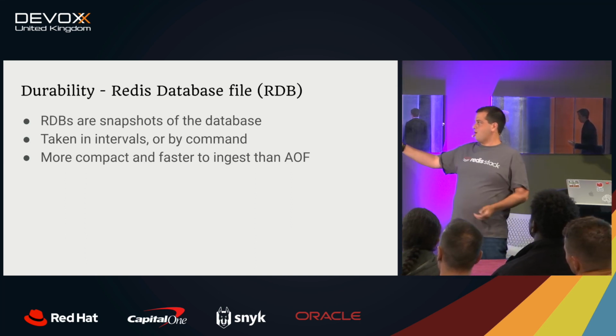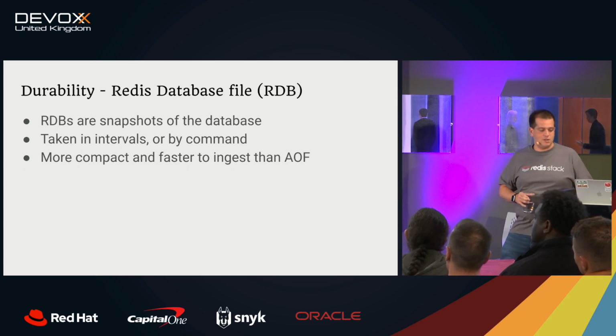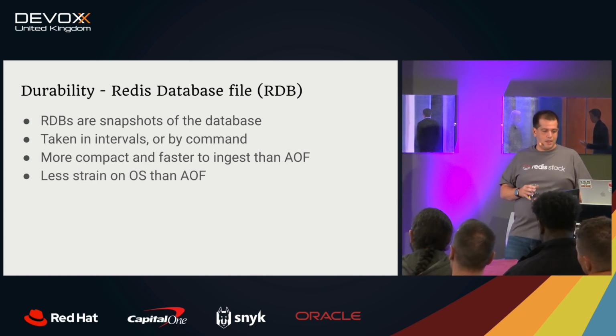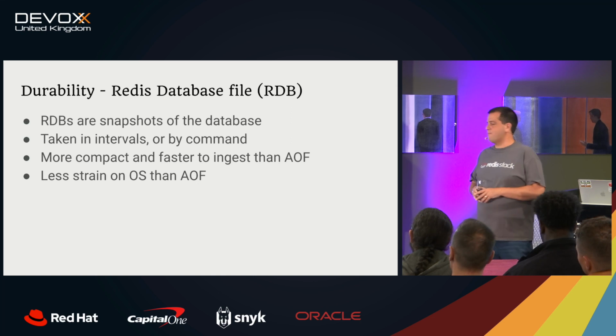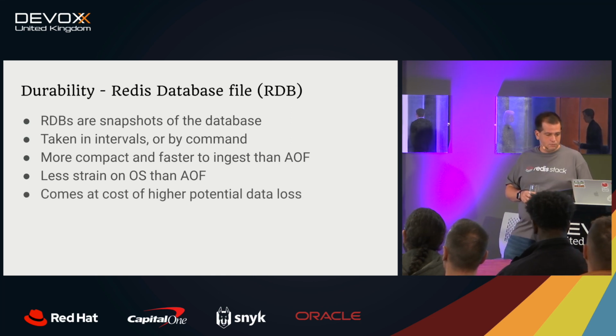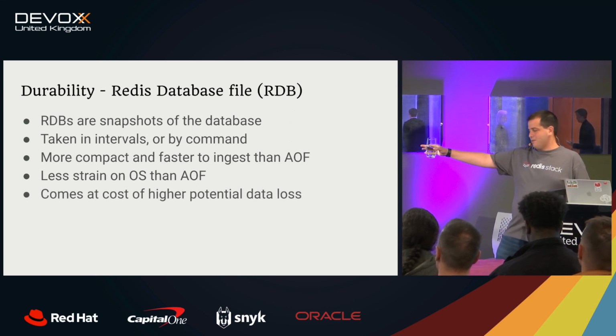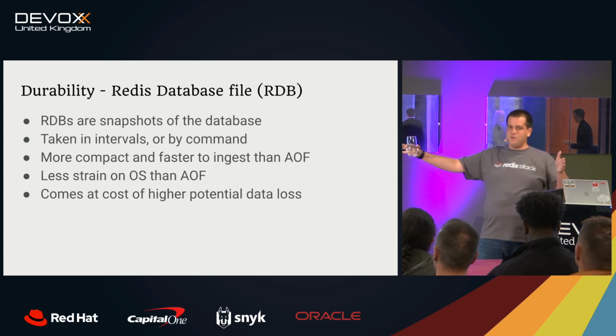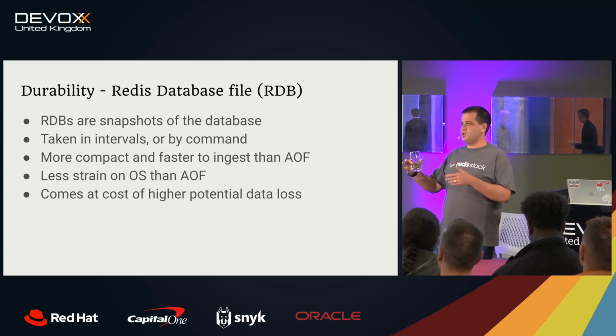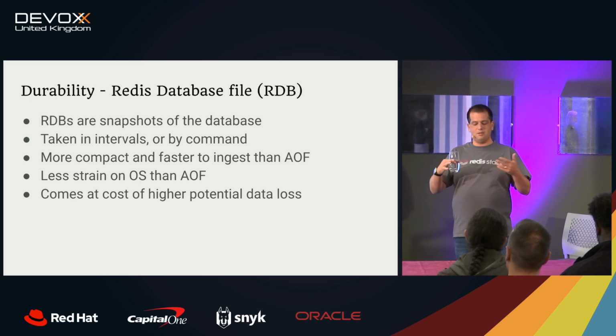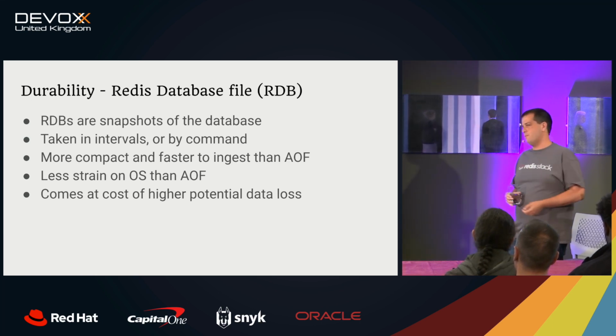And having an RDB file is just quicker to ingest in case of a disaster or failure. And that puts a lot less strain on the operating system than the AOF file. But the big trade-off obviously is if you have a wider interval or you're just telling it to take the snapshot whenever, you have a higher potential for data loss.